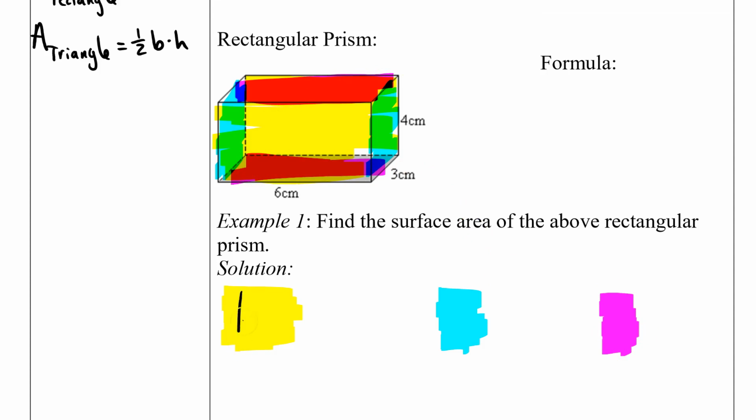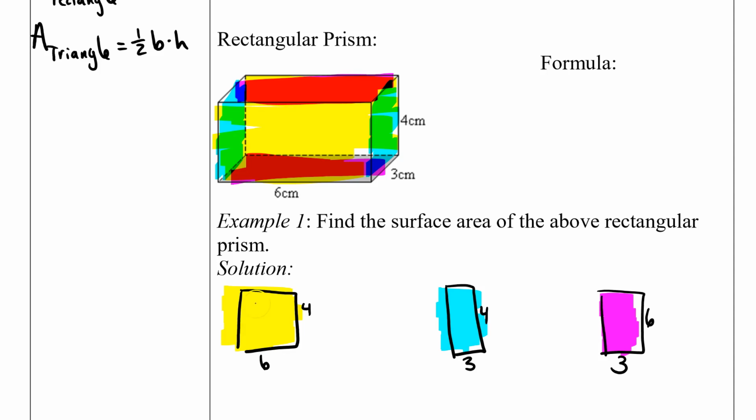So when we look at the rectangle that is yellow, this front one right here, that's going to be 6 by 4. And when we look at this little blue one, we see that it's 3 by 4. And when we look at what should be purple, but it looks kind of orangey, the bottom and the top, we have 6 by 3. And this is, of course, all in centimeters.